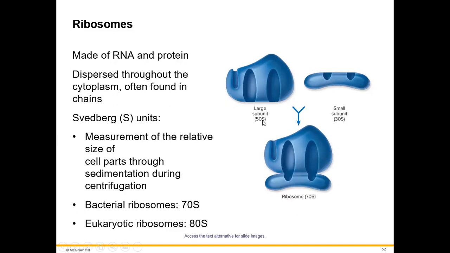These aren't additive. The S refers to a sedimentation factor, not to molecular weight. But this is the site of protein synthesis, which we'll talk about in our genetics section. The bacterial ribosomes are 70S, and in eukaryotes, it's 80S.